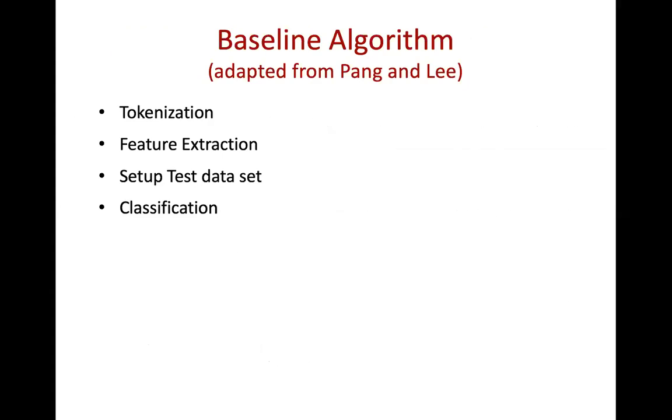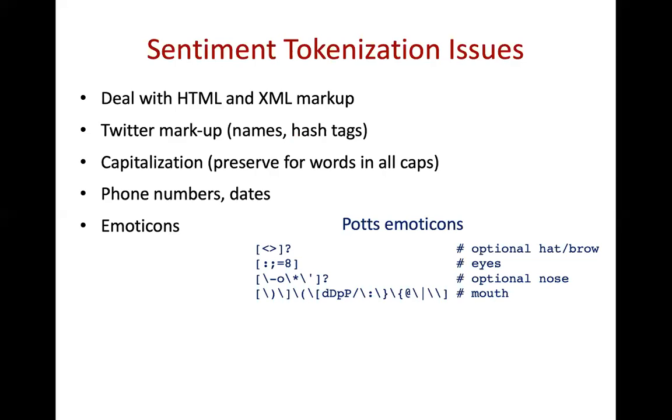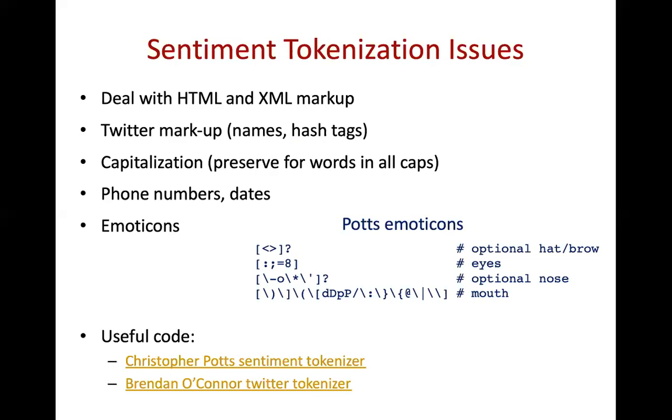In this particular example, it was proposed by Pang and Lee, and it would include the typical NLP steps that we were discussing before. So it's tokenization, feature extraction, of course a test data set, and classification. So sentiment tokenization issues include quite a number of things that we generally don't see in a typical NLP task. Of course, something easy like HTML and XML markup extraction, but also we have different social network related markups like names, hashtags, we have capitalization, we have phone numbers and dates, we have emoticons, and all these things need to be handled. We even have these emoticons that actually consist of normal characters and signs.